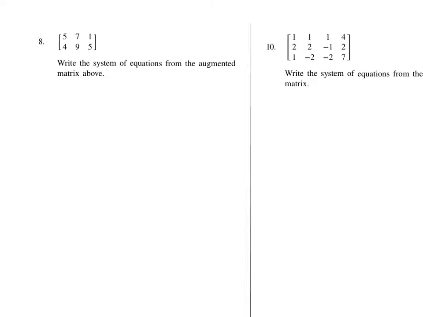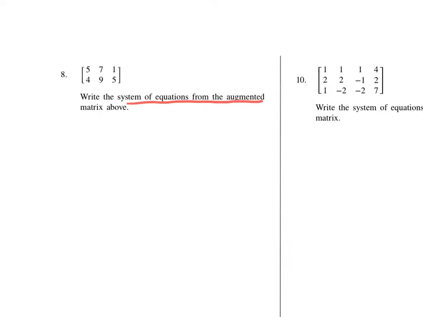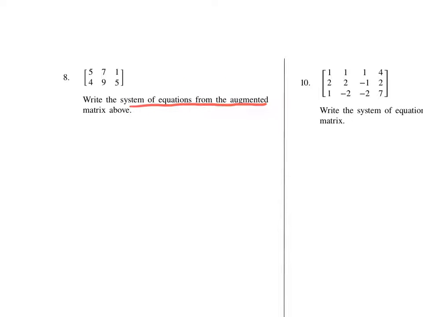Now, on problem 8, it's asking me to go backwards. They want me to write the system of equations from the augmented matrix. There are two types of equations we can write. We can write those equations using the variables x and y, or if we have 3 variables, it would be x, y, z, or if we have 4, it could be w, x, y, z, whatever you want to call them, or you can call them different letters. So this is the x column. Remember, we go in columns here.